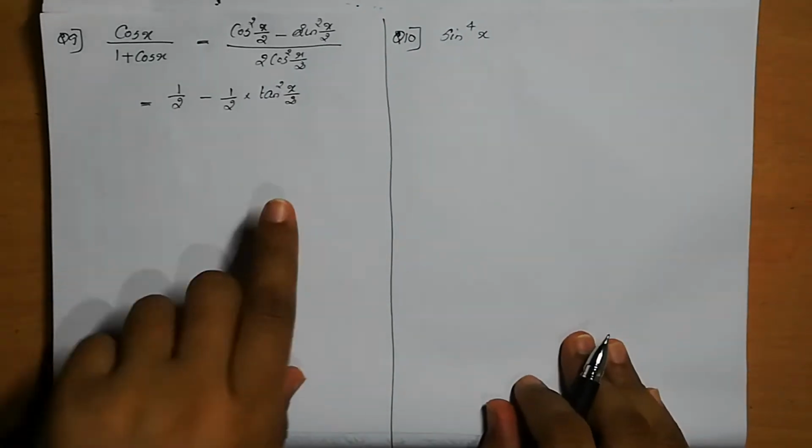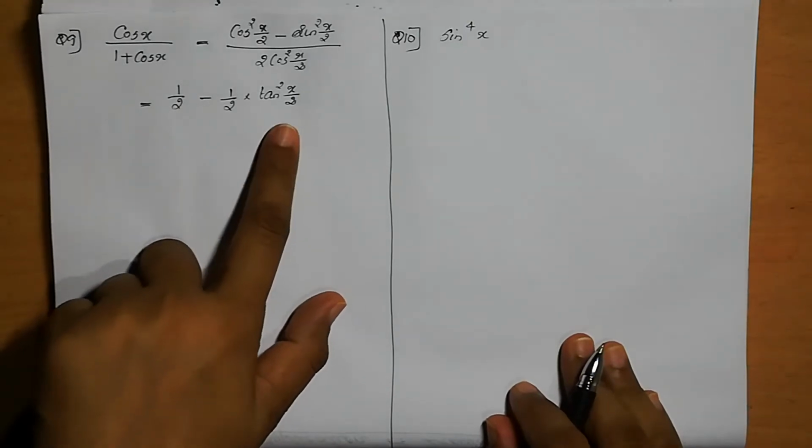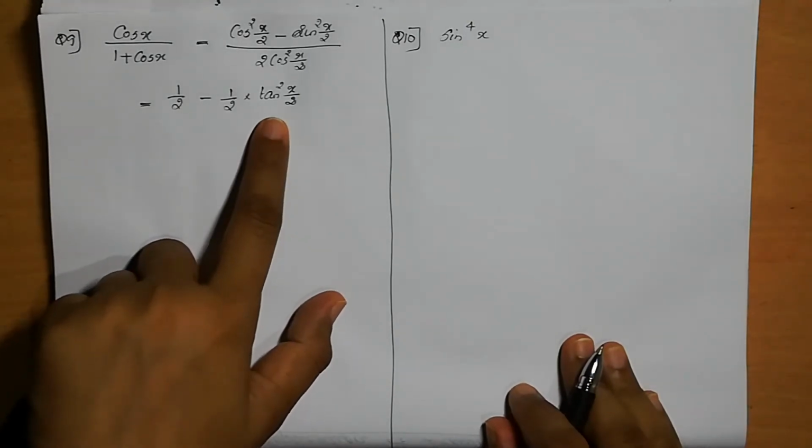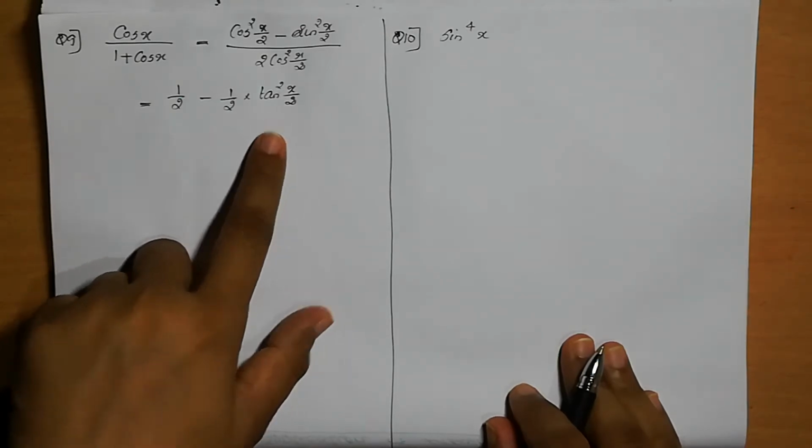Tan square x by 2. Again here we can do the integration, but here it is not possible. Why? Because this is in terms of tan square. Tan square we can write as secant square theta minus 1, right?